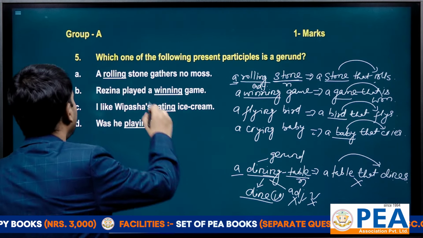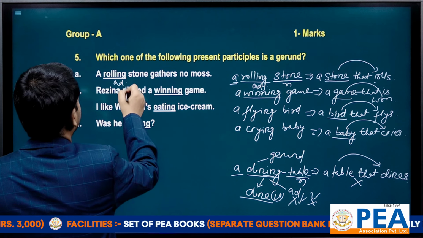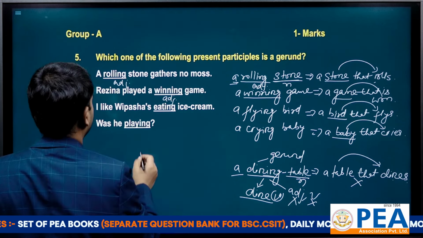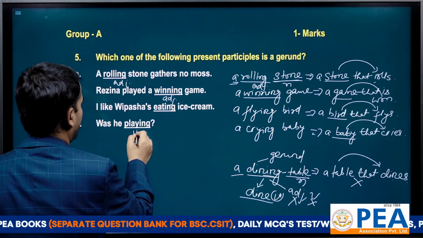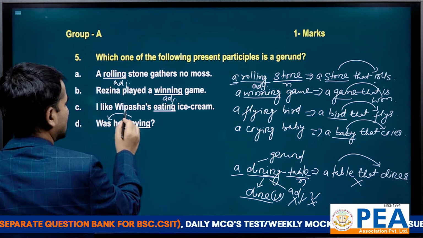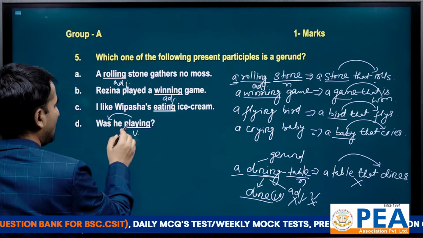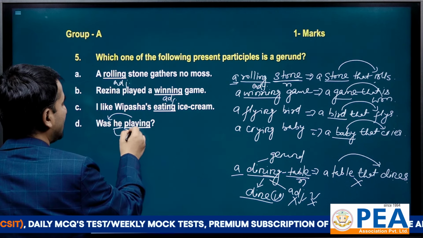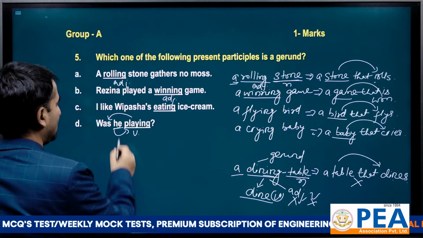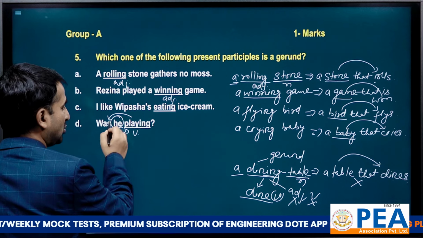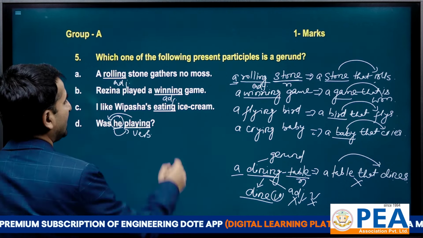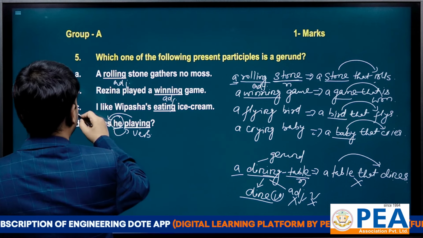Here we see rolling, it is an adjective. Here winning is an adjective. Playing is a verb, because before it comes am, is, are, was, were, be, been, and this function is done by this subject. Who plays? He plays. So it fulfills both the criteria to become a verb. So this one is a verb. Now the remaining one is our answer.